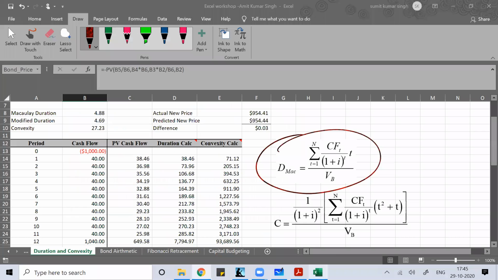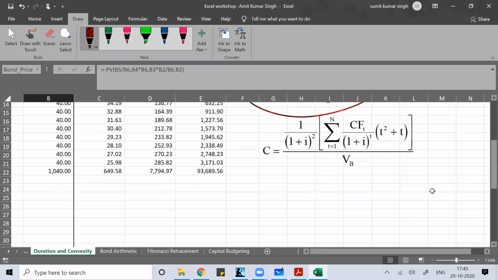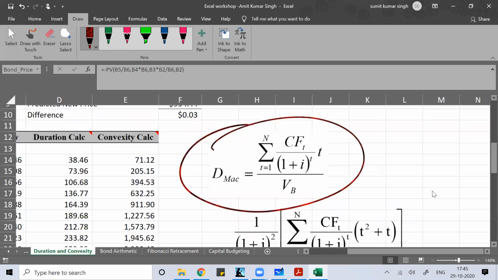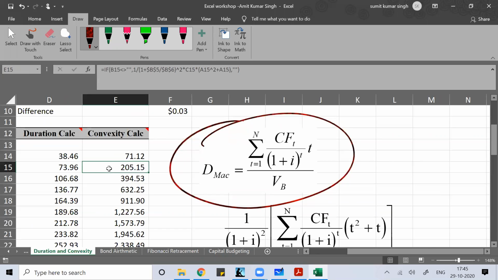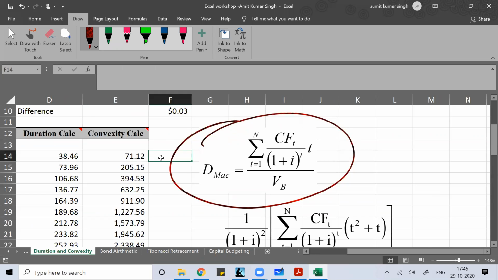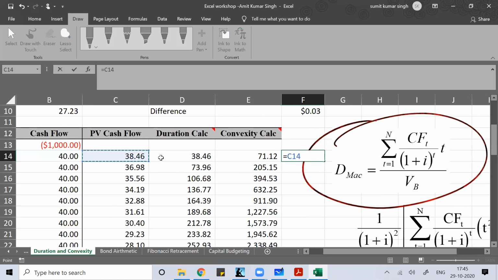Fine. So the mathematical formula for convexity. Convexity is a second order derivative. This is the mathematical formula of convexity. Once you get the present value of the bond, you multiply that with t plus t square. You can see the present value of the bond. You multiply with t plus t square and divide by 1 plus i square. So that is the present value of the bond. Present value of the bond you got, divide by 1.04 to the power 2.